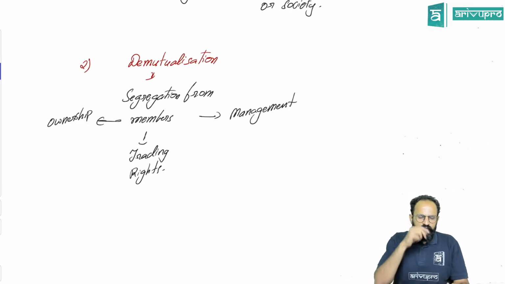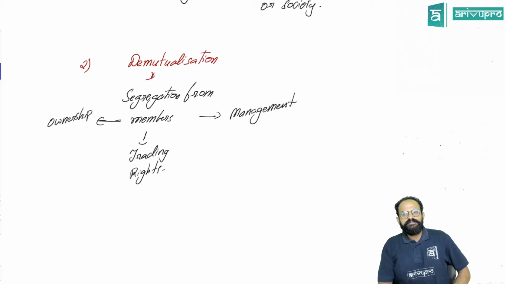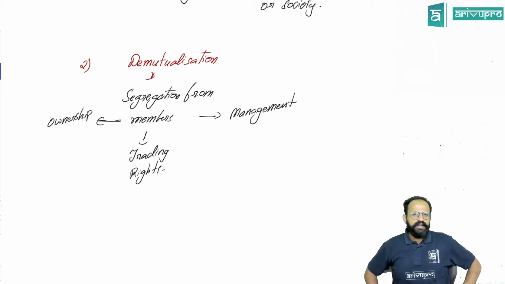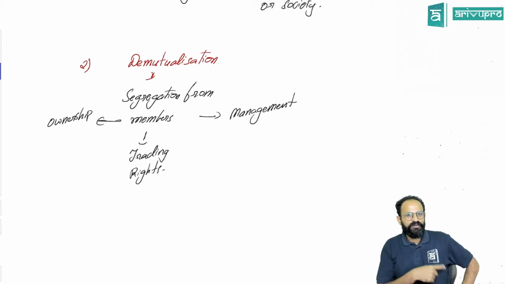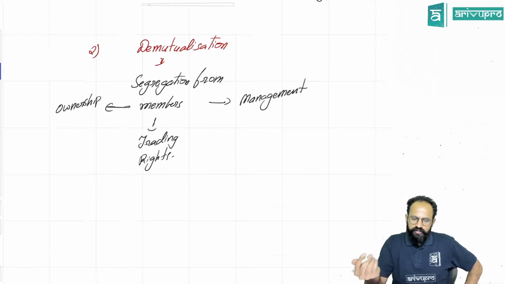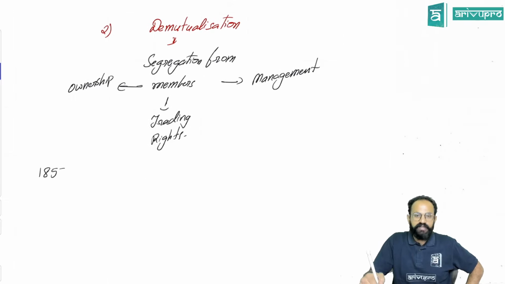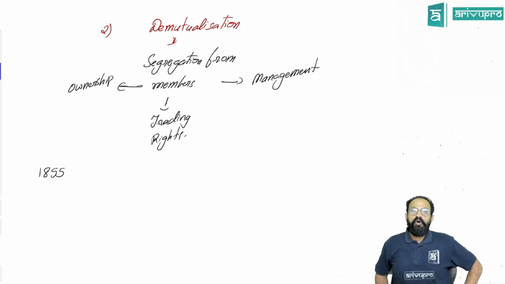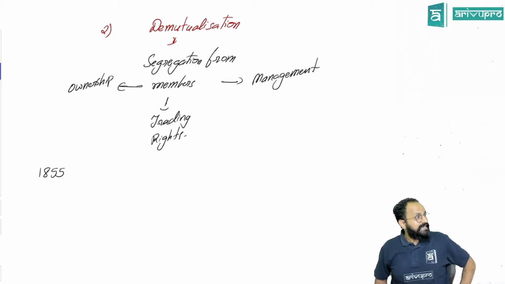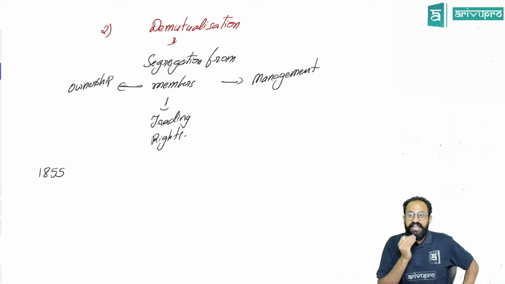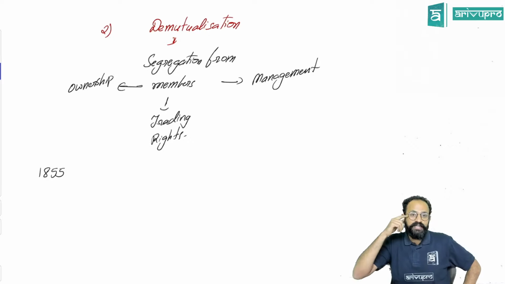Now we will. When was SCRA passed? It was in the year 1956, correct? When was Bombay Stock Exchange formed? Any idea? 1992. How did you know? Oh, the video was shown. Okay. So, Bombay Stock Exchange was formed in the year 1855. Asia's oldest stock exchange is Bombay Stock Exchange. In 1992, NSE was formed. BSE was formed in 1855.